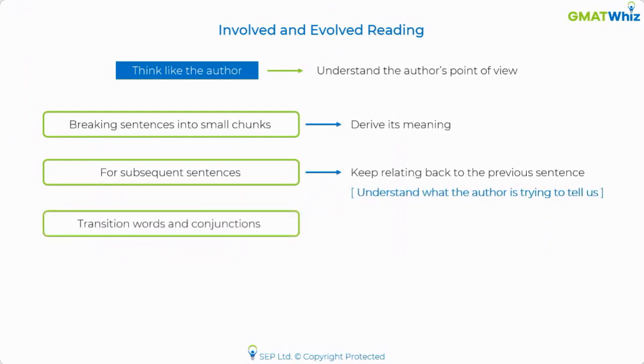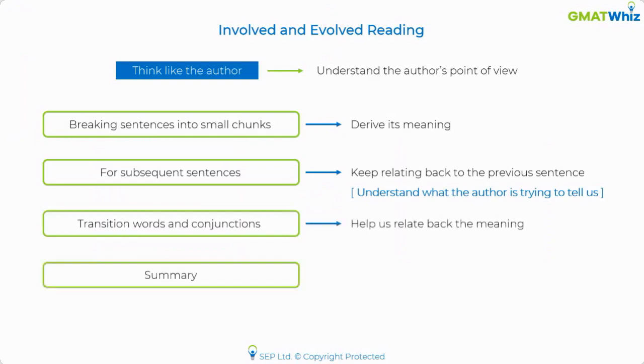Okay, here you can use the transition words and conjunctions to help you relate back. And then finally, we summarize each paragraph. It doesn't have to be grammatically correct, just to get the essence of it. Okay, that's involved and evolved reading for you.